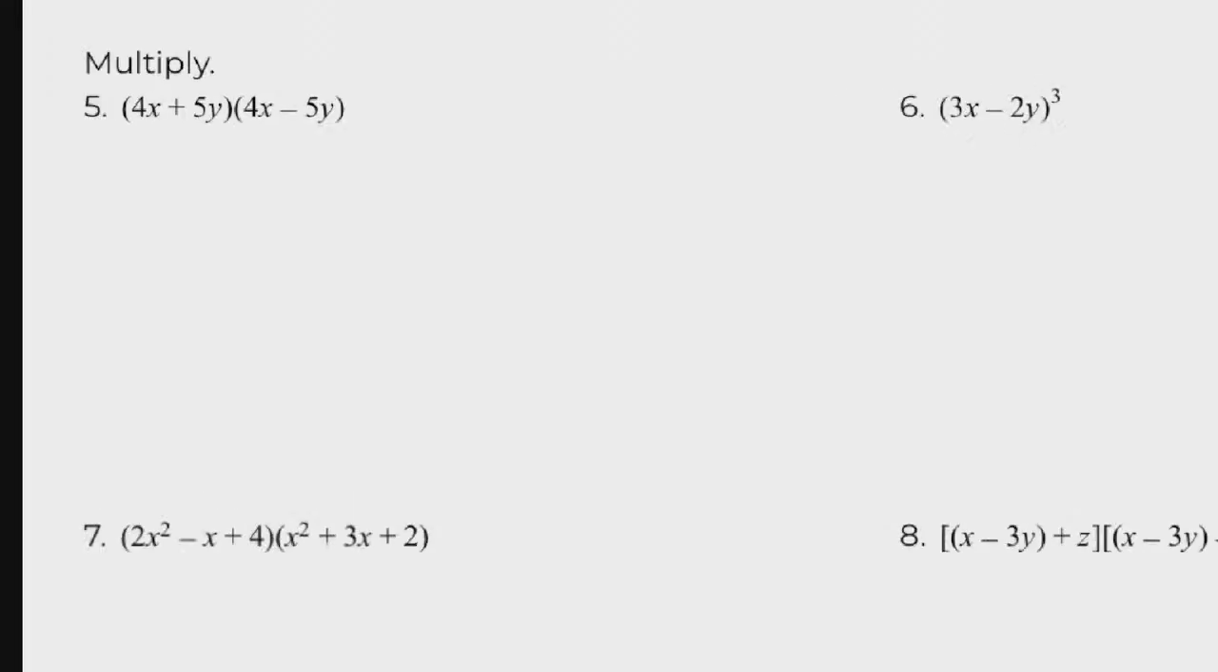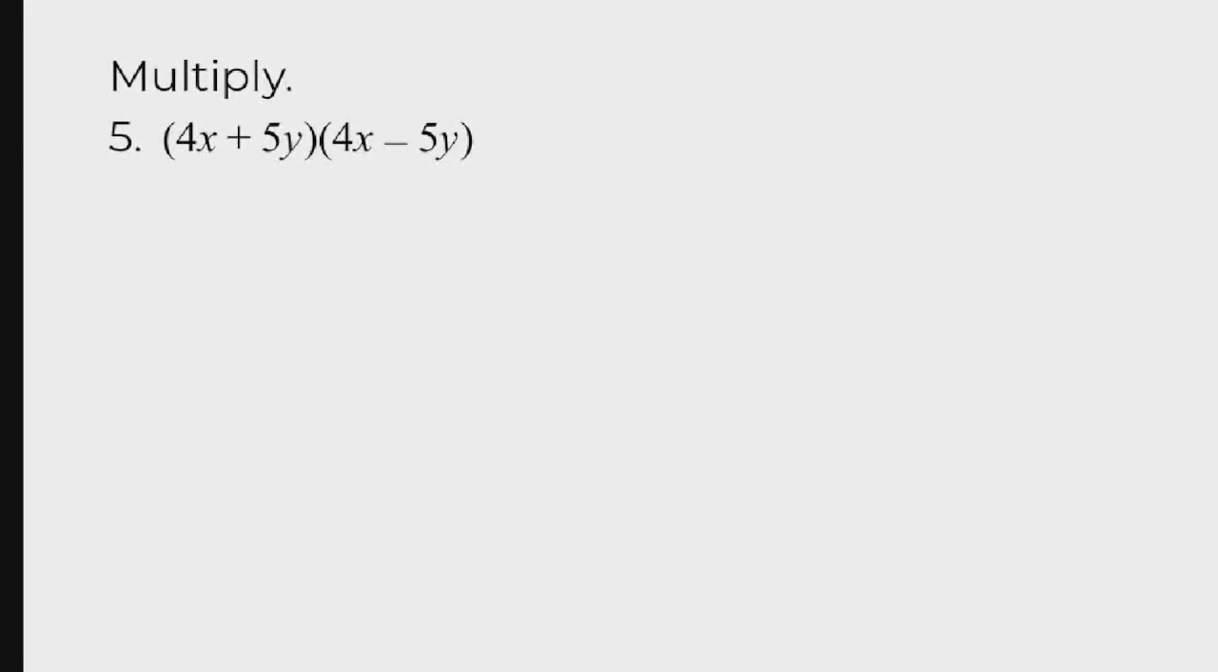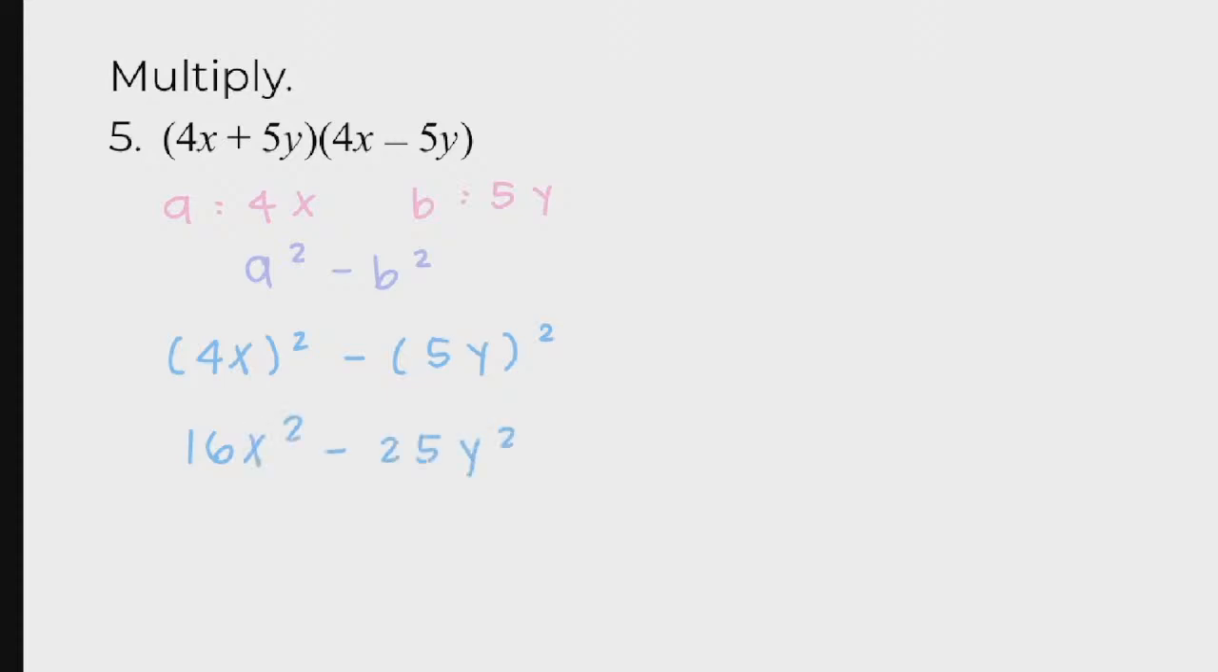Okay, so here we're going to multiply. So for number 5, this is a difference of two squares. So a is going to be the first term, which is 4x, and b is going to be 5y. So the equation we can plug this into is a squared minus b squared. So that'll be 4x squared minus 5y squared, which will multiply to 16x squared minus 25y squared.